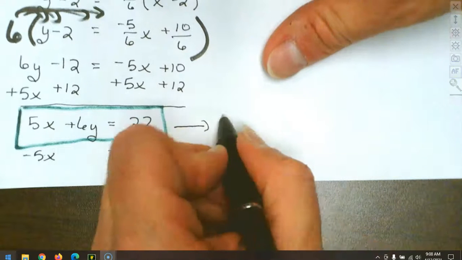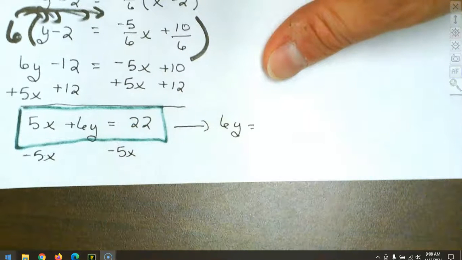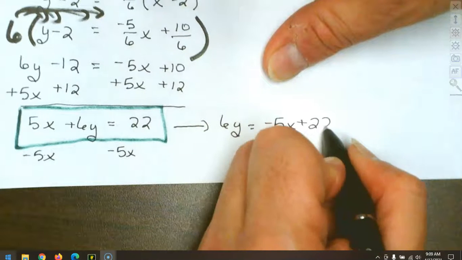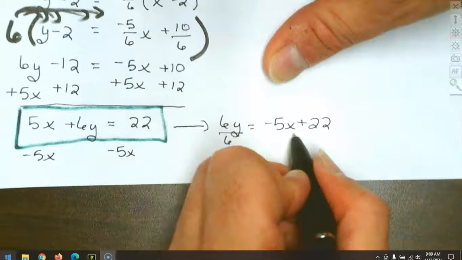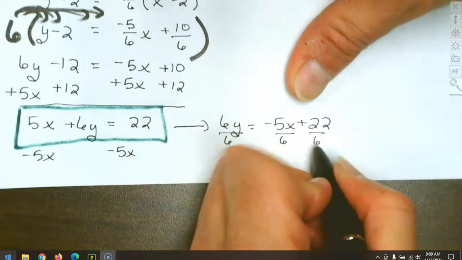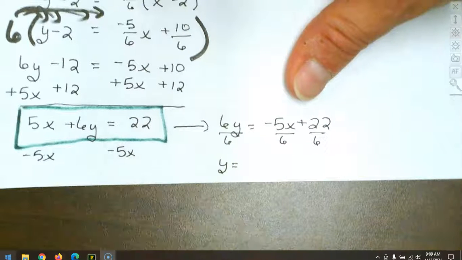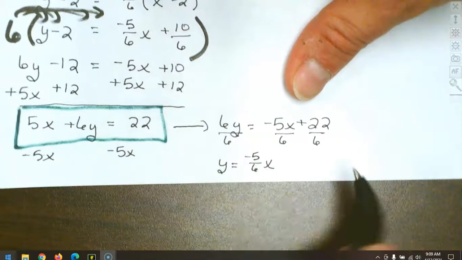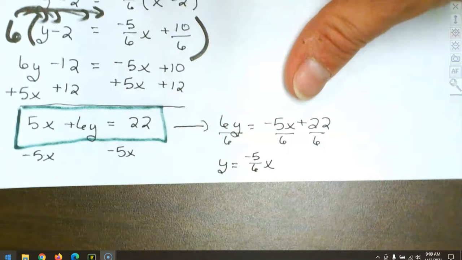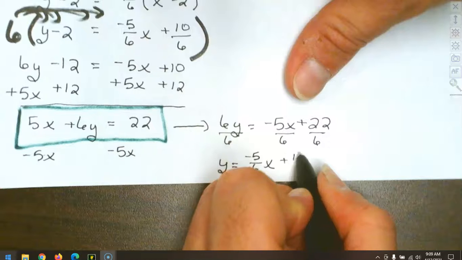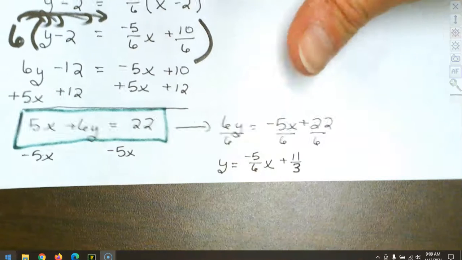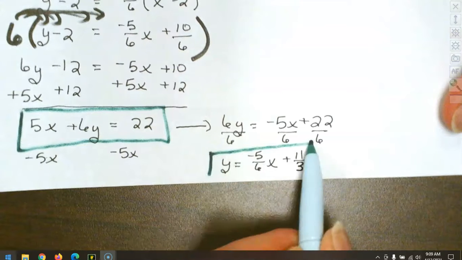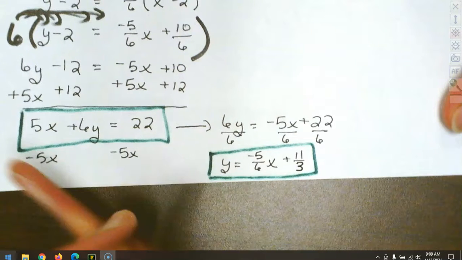And that leaves you then with 6y equals negative 5x plus 22. We'll divide by that 6, and we need to reduce it down now. So that reduces down to negative 5/6 x, and 22 over 6. Make sure you reduce that down. That's going to reduce down to be 11 over 3. So there's your answer in both standard and slope-intercept form.